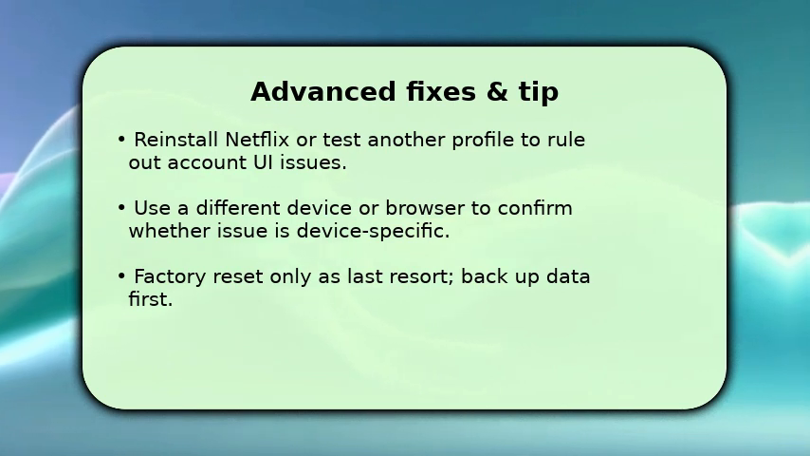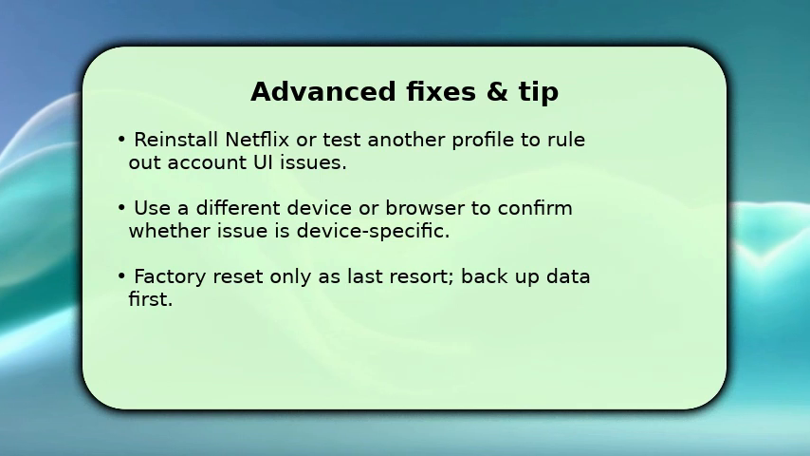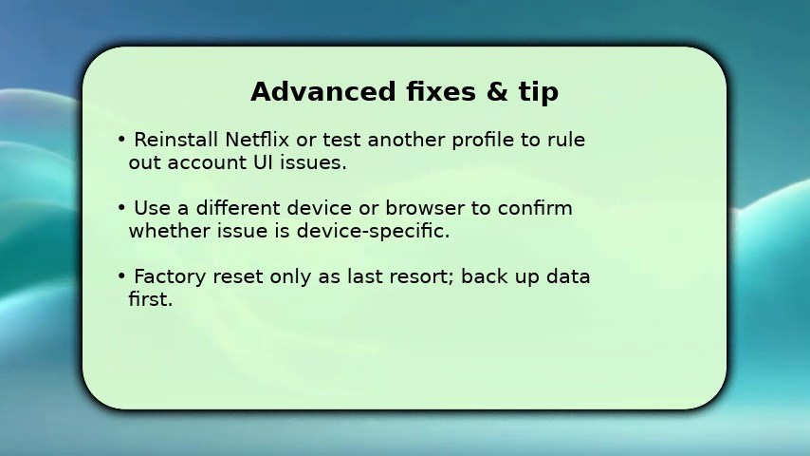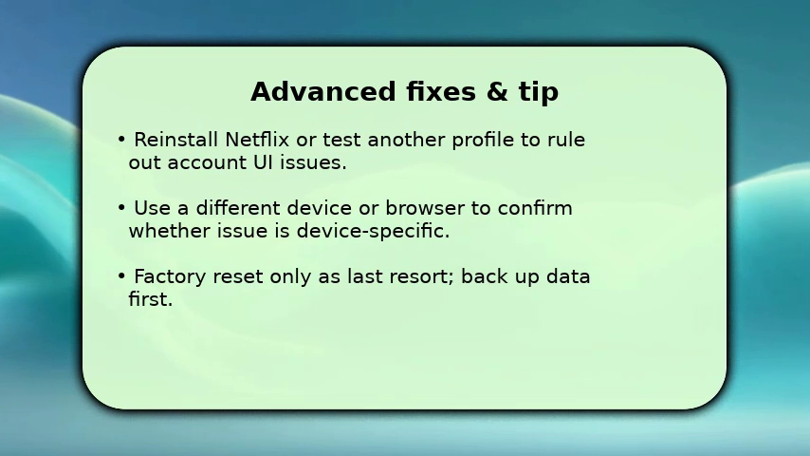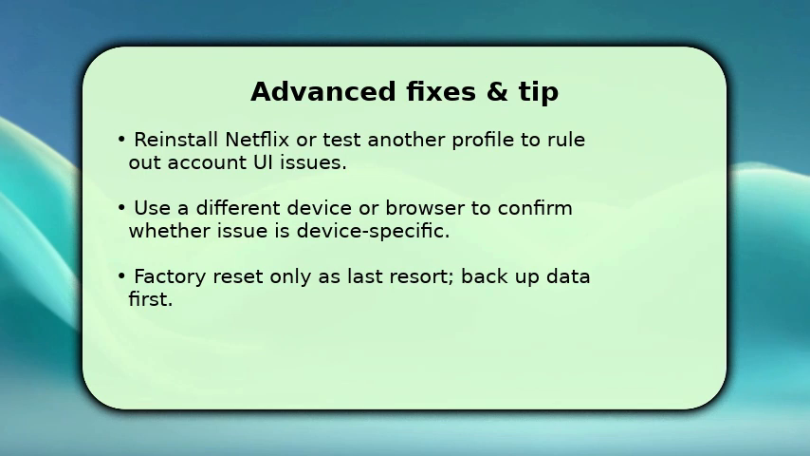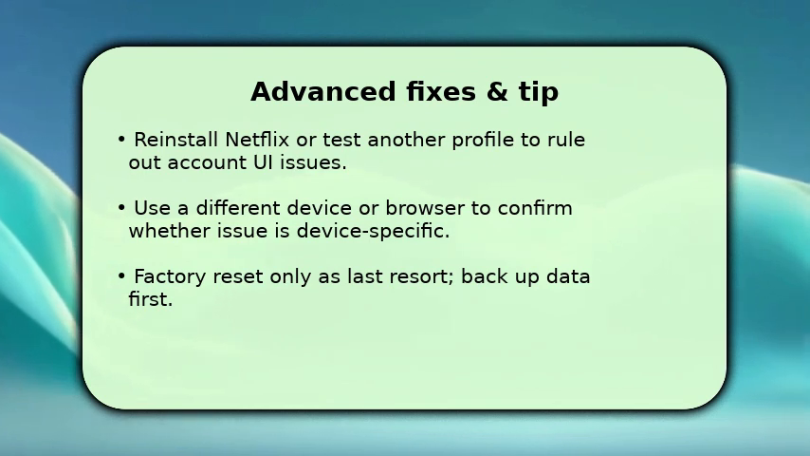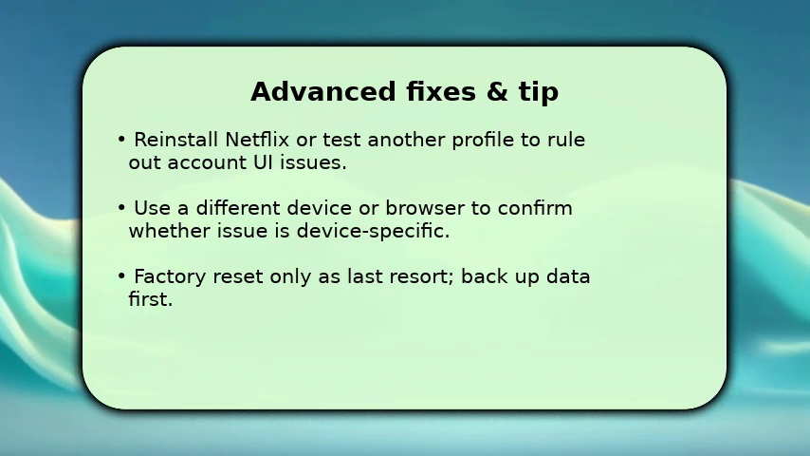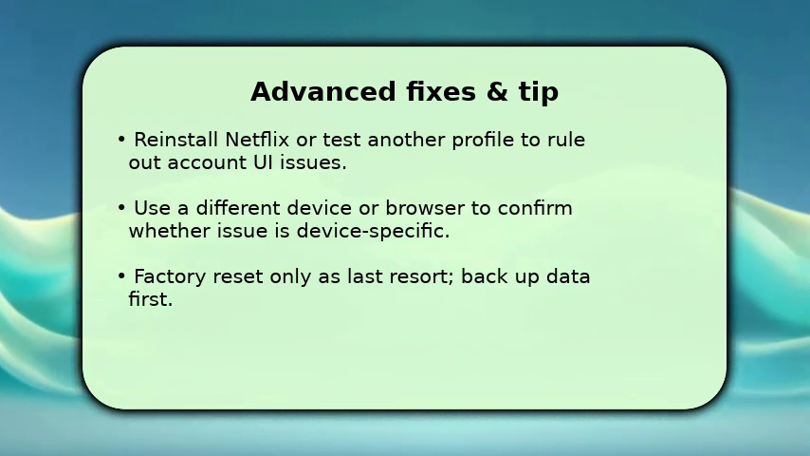If portrait still fails, test playback on a different device or in a browser to determine whether the issue is app or device specific. As a last resort, back up your data and perform a factory reset only if nothing else works. Troubleshooting tip: if playback shows black bars or locked landscape, toggle airplane mode for 10 seconds then reconnect. That forces network and app reinitialization and often clears stubborn UI locks.